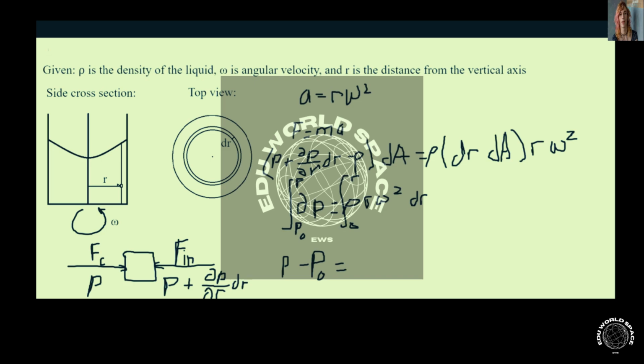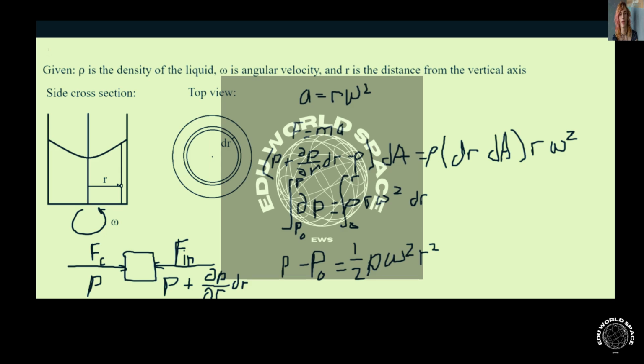on the right side, all we really have to look at, these are just constants. Rho is a constant and omega squared is a constant, so imagine they're not there. Integrate the r, and what we're going to get is 1 half rho omega squared r squared. And that's just some basic integration.